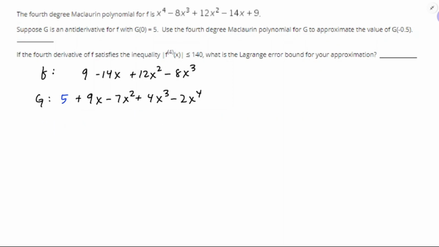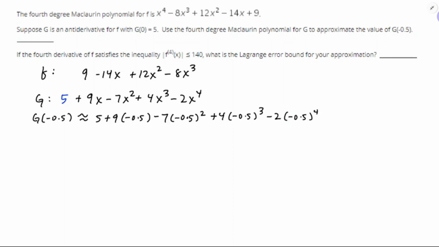And now I've got that. g of negative 0.5 would be 5 plus 9 times negative 0.5 minus 7 times negative 0.5 squared plus 4 times negative 0.5 to the third minus 2 times negative 0.5 to the 4. And there we've got ourselves a fourth degree polynomial for g approximating g of negative 0.5.